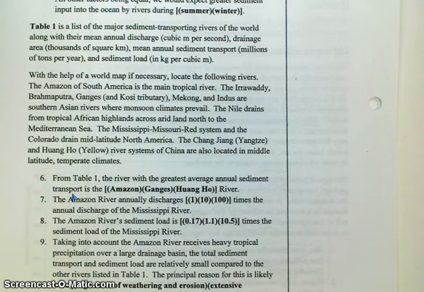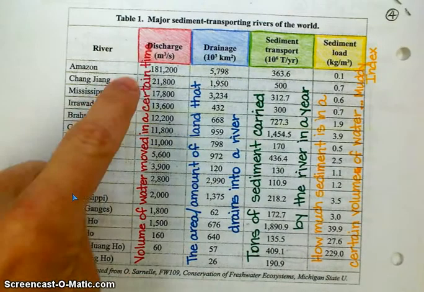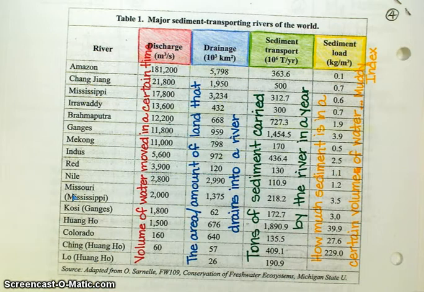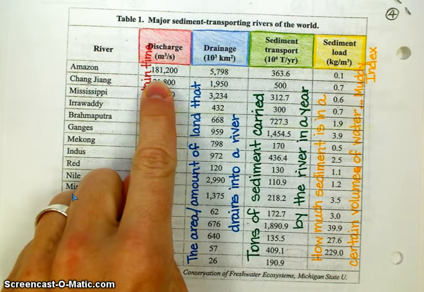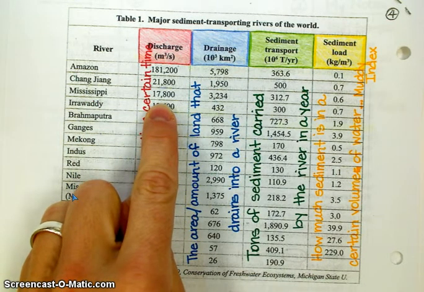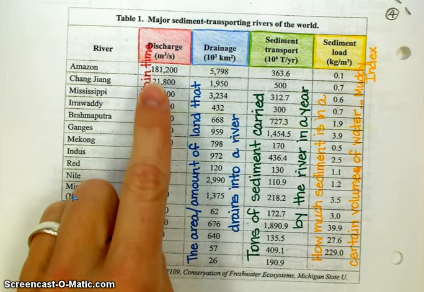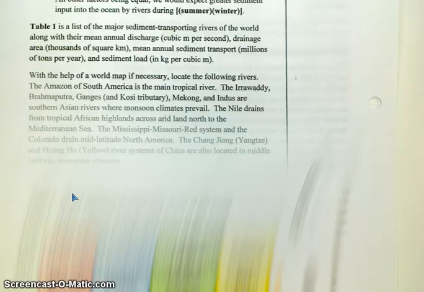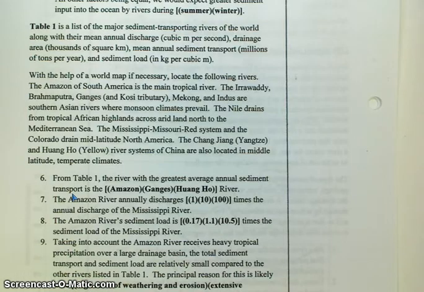Okay? Number 7, the Amazon River annually discharges, what is it, 1, 10, or 100 times the annual discharge of the Mississippi. Okay, so go back to Table 1. This time we're going to look in column 1 because that is discharge. We're comparing the Amazon, which is 181,200, to the Mississippi, which is 17,800. How many times more is the Amazon than the Mississippi? Well, you're going to take 181,200 and divide it by what the Mississippi is, which is 17,800. Okay?